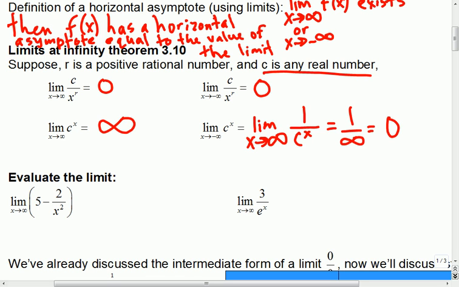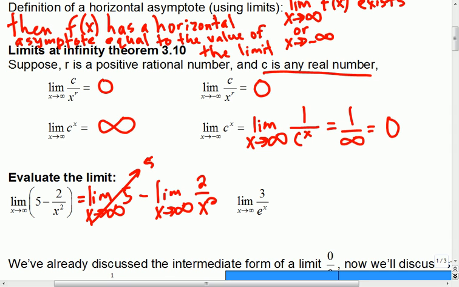But in this case, really what you're looking at is two limits. This is a constant, so that limit's simple, right? It's just 5. This one here we just talked about. So what we're doing here is we're going to say this limit's going to 0. So 5 minus 0. If you were to graph this, there would be a horizontal asymptote at 5.